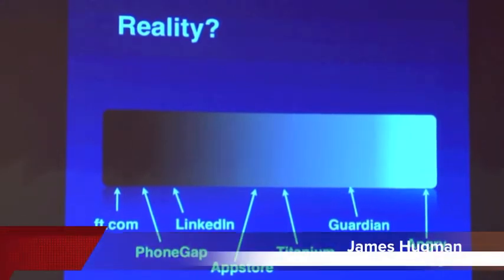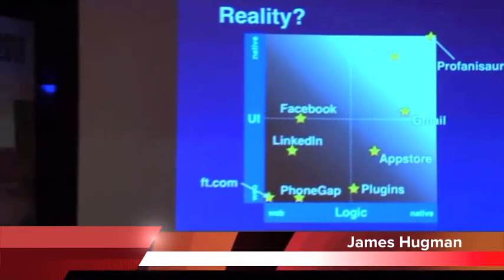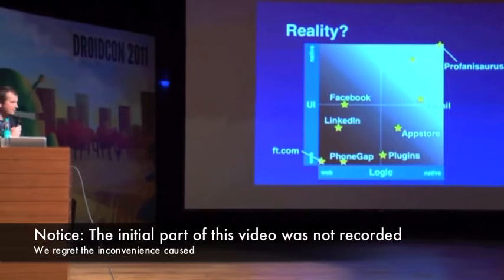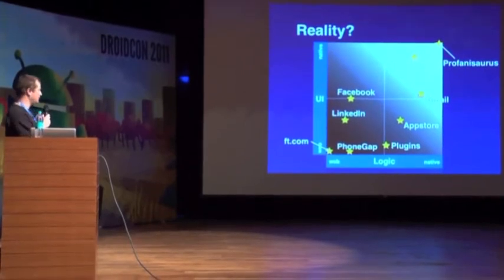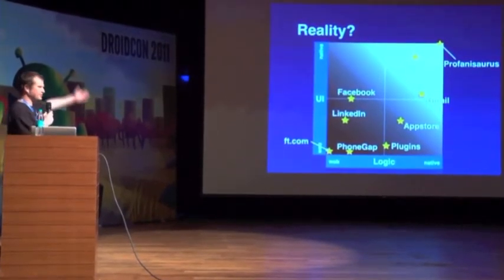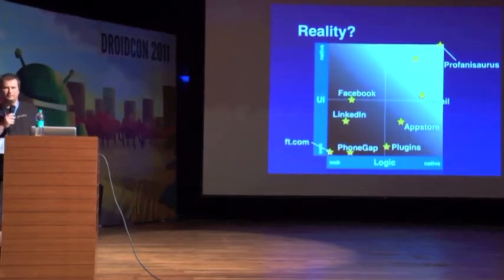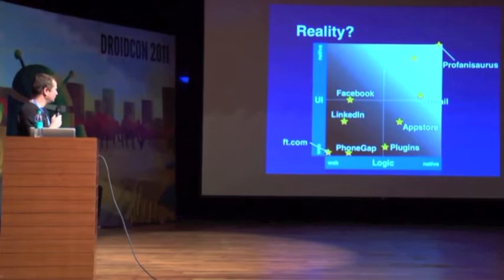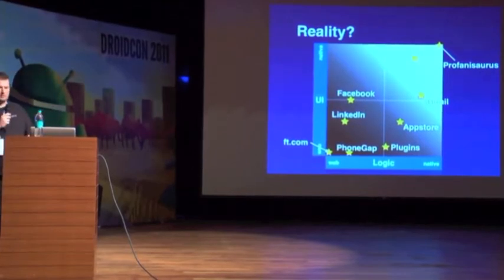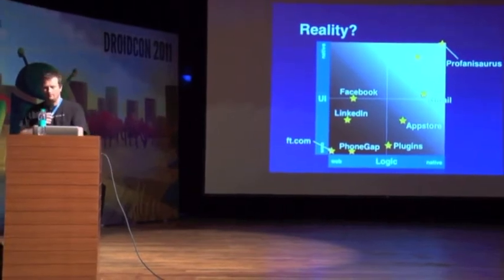So that's a spectrum. If you've got one spectrum, why not have two, or three, or four? This is the way I've been thinking about it in the last year or so: a UI axis, web versus native on the UI, and the application logic, web versus native as well. You can see that the apps I just showed you on the previous slide lie somewhere in that square. I'm not going to be talking too much about web versus anything anymore.